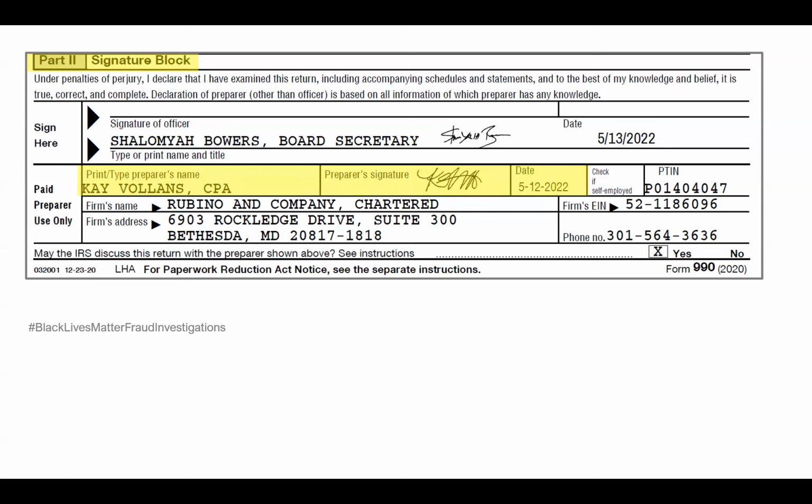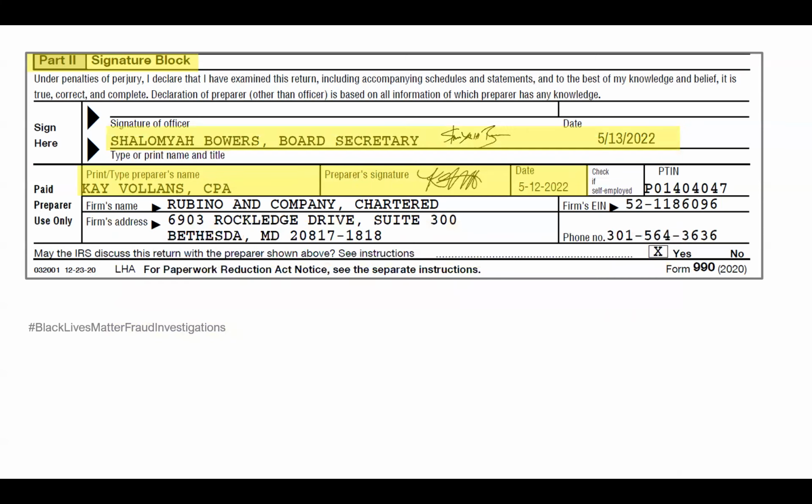So Kay Vollins is a CPA. She signed off on this Form 990 information return representing her firm. But the red flag that I've already identified is the fact that she's only using the information that was given to her. She has no way of knowing if there are other bank accounts or other money someplace else that's not being provided to her. So that's red flag number one.